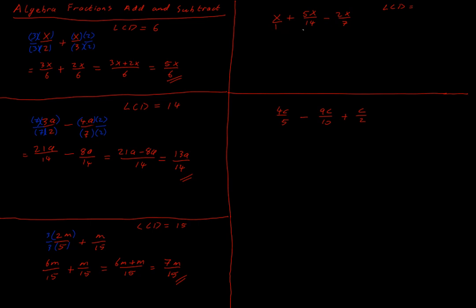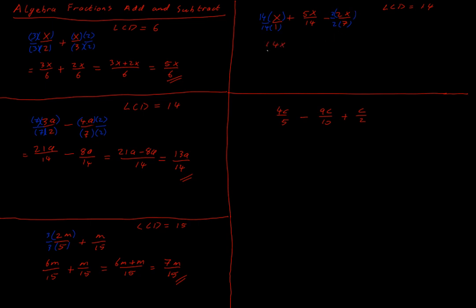It's going to be 14. 14 divided by 14 is 1. 14 divided by 7 is 2. 14 divided by 1 is 14. So the lowest common multiple of these three numbers is 14. So I need to multiply my 1 by 14, and therefore I must do the same thing on the top. I don't need to do anything to the 14 here because it's already 14. And the 7 I must multiply above and below by 2.